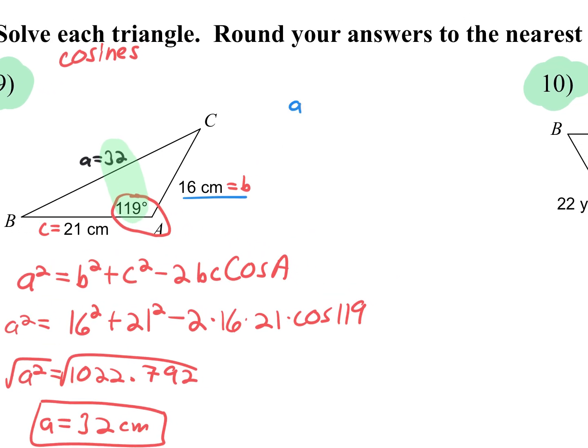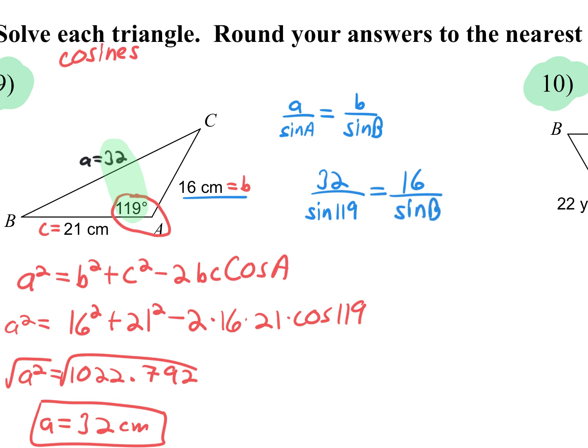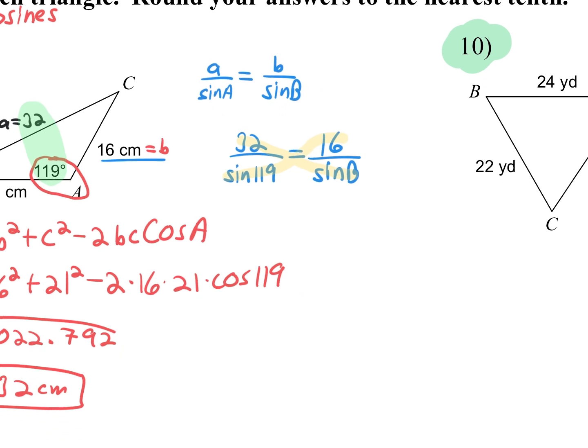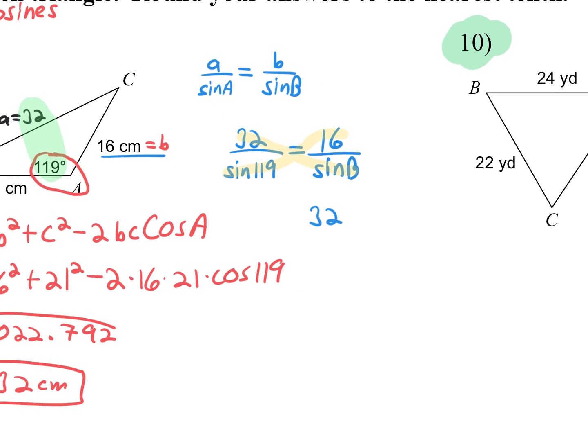If you want to find B, it's going to be A over sine A equals, we can say that this is B over sine of B. All right, just plug in all the information that you have. We have 32 over sine of 119 equals 16 over sine of B. All right, and here we're solving for B, so we're going to cross multiply. And then cross multiplying is going to get us 32 times sine of B equals 16 times sine of 119.